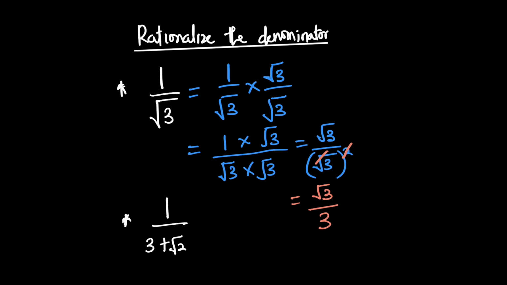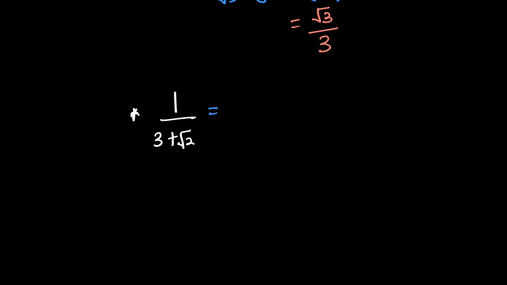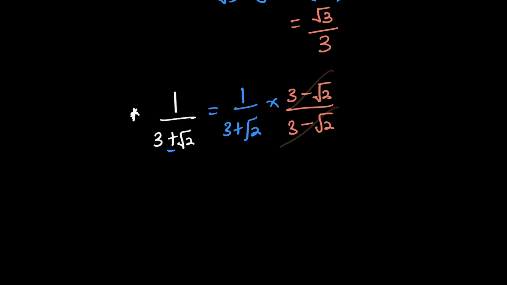So let's look at the second question. In order to rationalize this one, it's just like the first one, but in this case, we have to change the operation so that when we multiply, we can get rid of the root. If you don't change the operation, you are going to get a complicated form. So rewriting the question, we have 1 over 3 plus root 2 times, now this sign becomes subtraction, 3 minus square root of 2 all over 3 minus square root of 2. It's not like we are changing the question because this and this will cancel out to give you 1, just like in the first one.